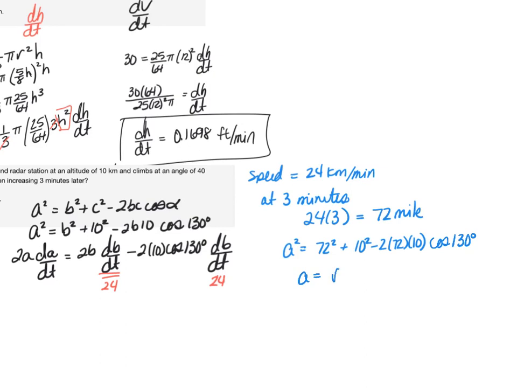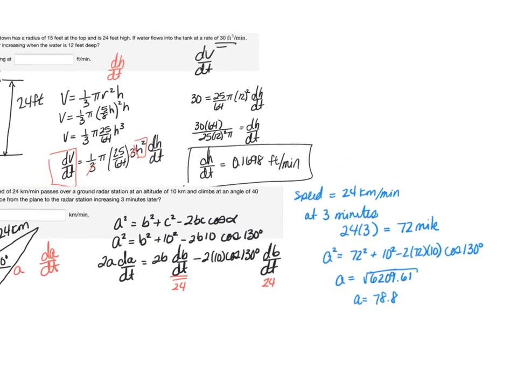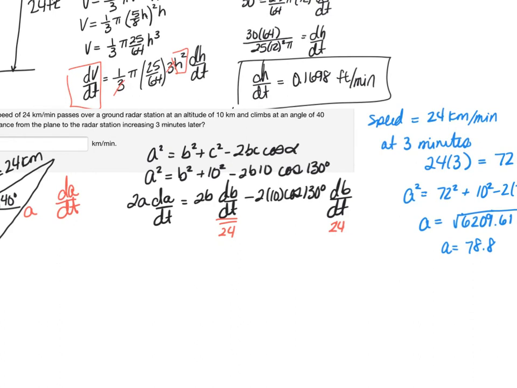So I'm going to take the square root of that answer. I'm going to get my calculator out. So I'm going to take the square root of 6,209.61 and some change. So I take the square root of that, and A is going to be equal to 78.8. So now I've got all my replacements.